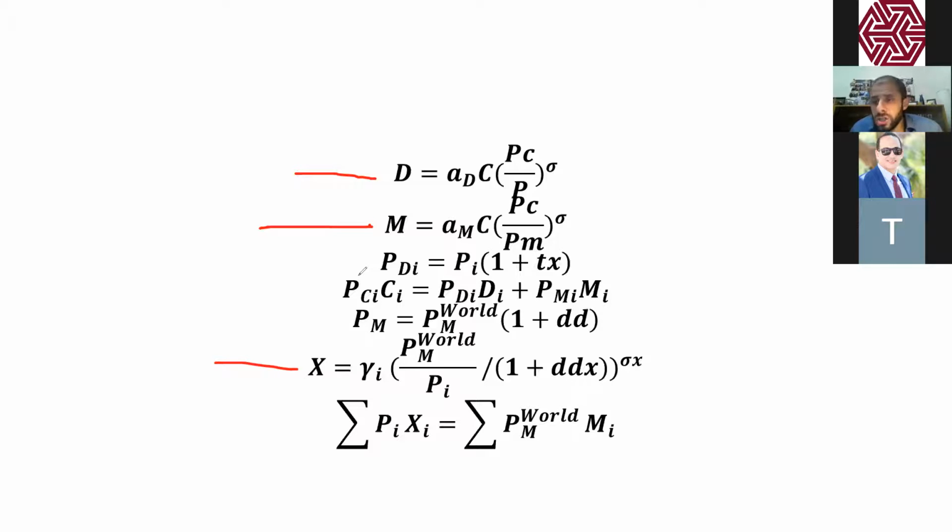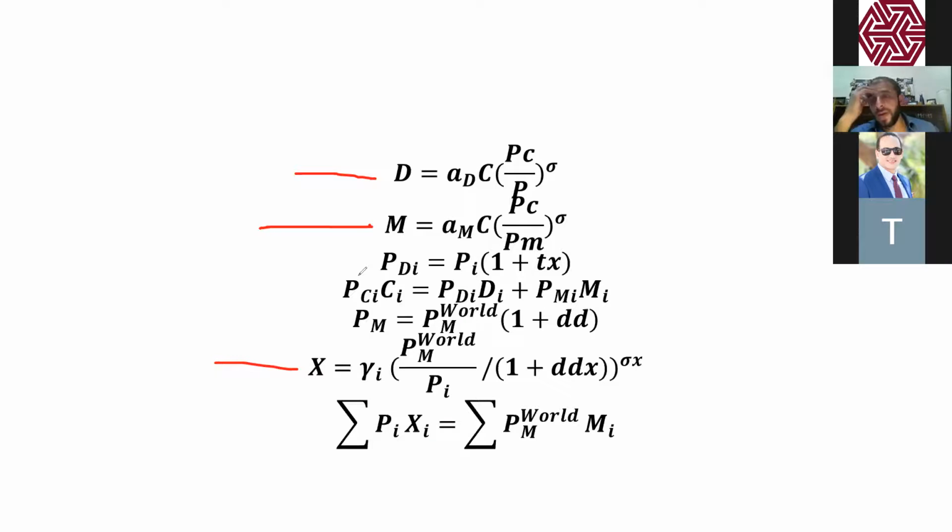We call this relationship a constant elasticity of transformation. What does this mean? It means that we have to transform domestic products in order to make them exportable. So the relationship between domestic goods and exported goods is what we call the constant elasticity of transformation. So that's the first point.